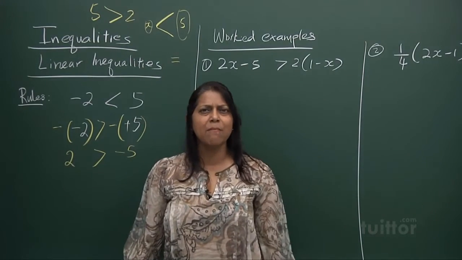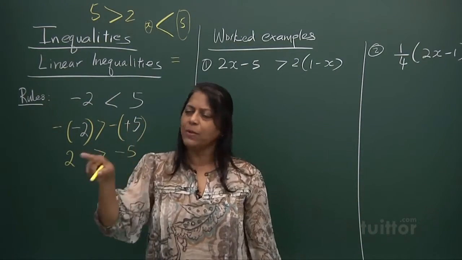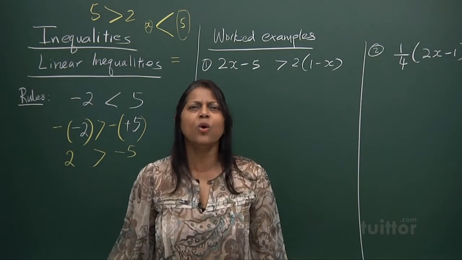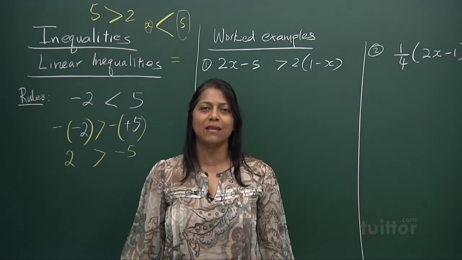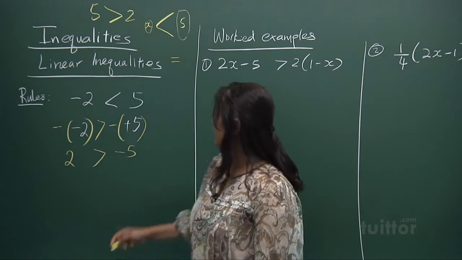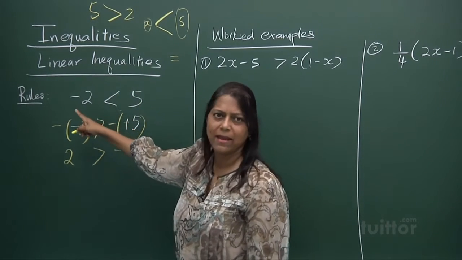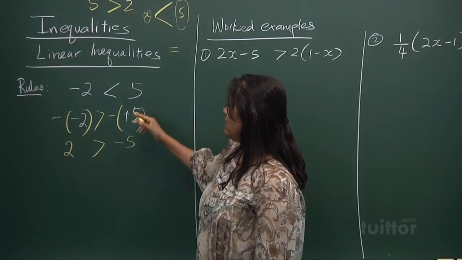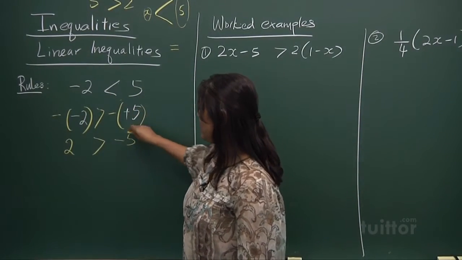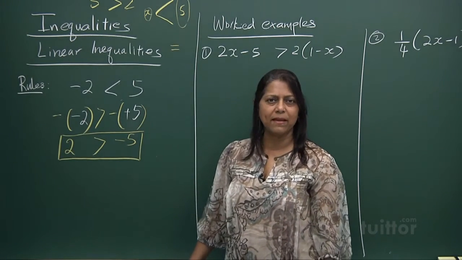Alright? So do you need memory to learn by heart bigger, smaller? No need. It's a simple logical reasoning of your shape. Listen, this is the big n. That's the small n. Minus 2 is smaller than 5. So if you multiply both sides, you can see that 2 is bigger than minus 5.